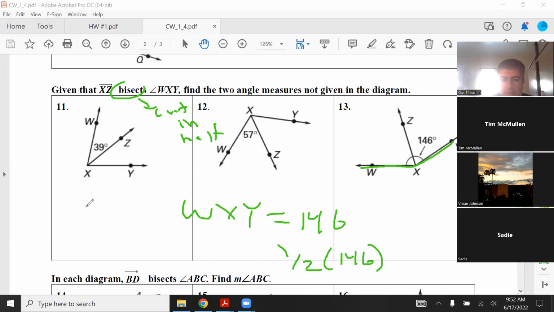You know, a calculator is fine, but if you think about it, 146 is 140 plus 6, right? So if I divide that by 2 and divide that by 2, I get 70 plus 3, which of course is 73. And that's also 73.